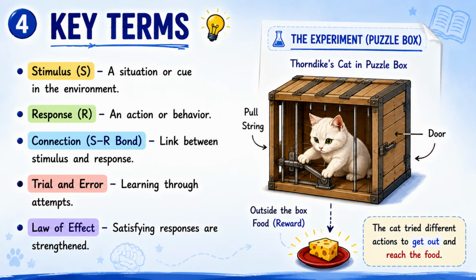Before we understand the experiment in detail, let's first learn some important key terms. These definitions are very important for your B.Ed exam. First is stimulus, which is represented by capital S. A stimulus is any situation, event, or cue in the environment that makes an individual respond.